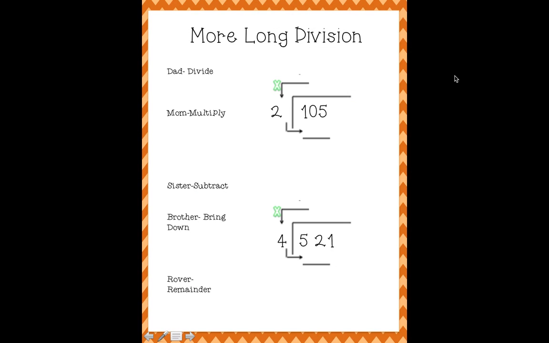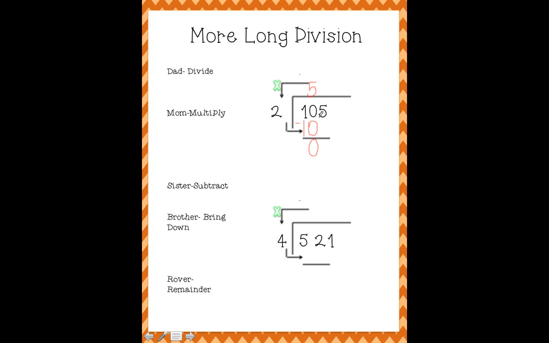Now these ones you can try on your own and come back and check, or you can follow along with me. I'm going to look at my first number for 105 divided by 2. I see that 1 is less than 2, so 1 cannot be divided by 2. So I have to look at the number 10. I know 10 divided by 2 equals 5. And I want to make sure that I put my 5 over top of that 0 because I'm working with both of those numbers. 5 times 2 equals 10. Subtract 10 minus 10 equals 0.